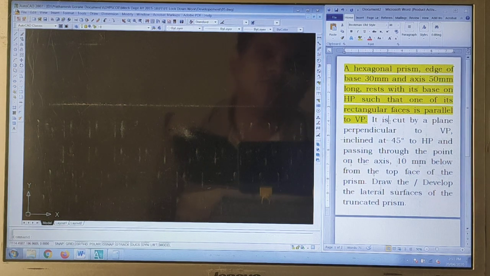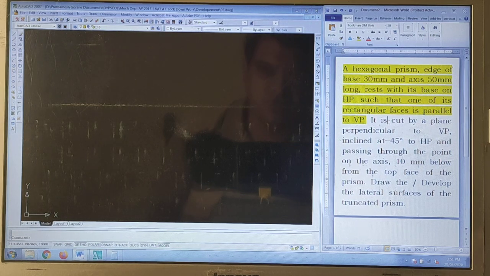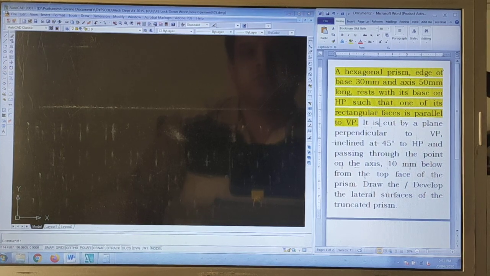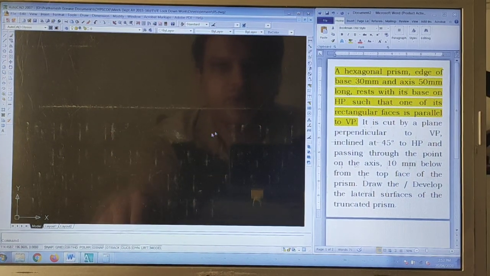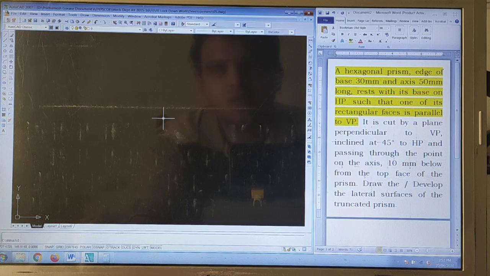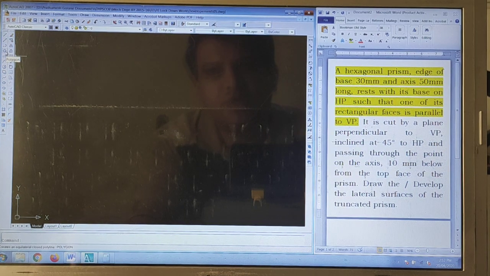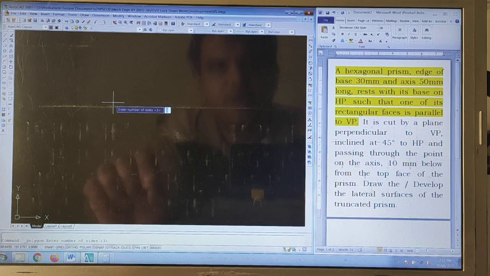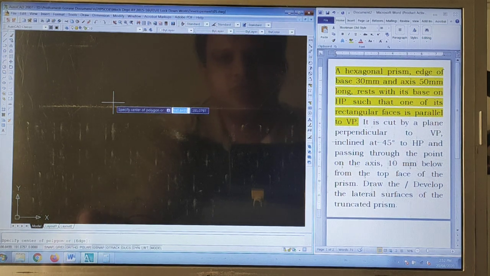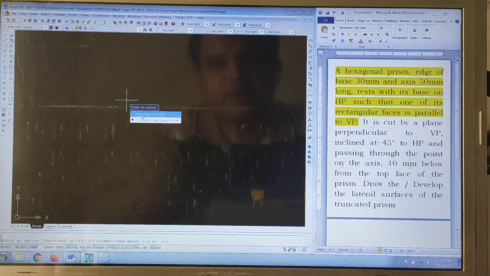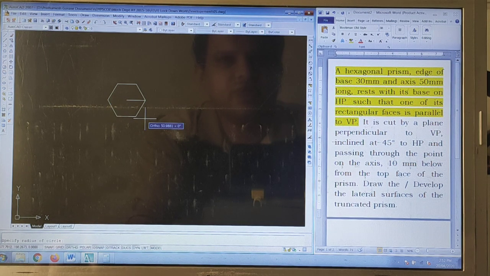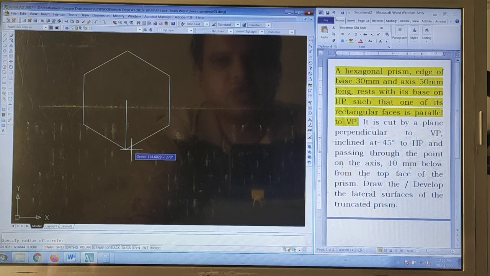Now let us solve the same problem with the help of AutoCAD software. If we solve this with the help of AutoCAD, how can we? For drawing the hexagonal prism or hexagonal shape, we have one command called polygon. The number of sides will be equal to 6, so the center we have defined, and the inscribed circle we are going to select. This is the hexagon we want, and the base is 30 mm.